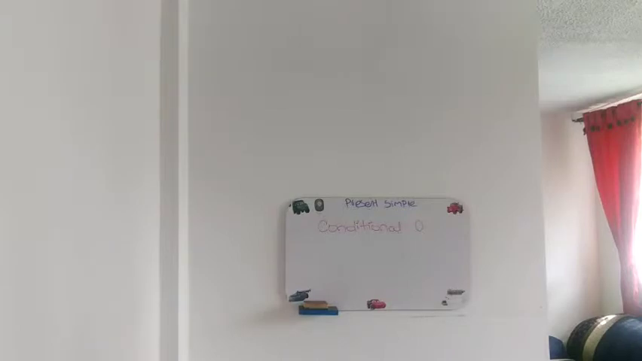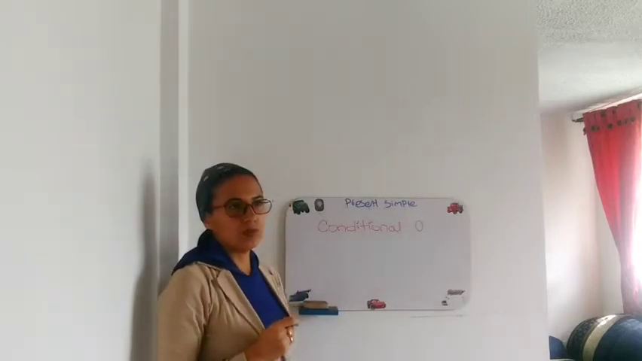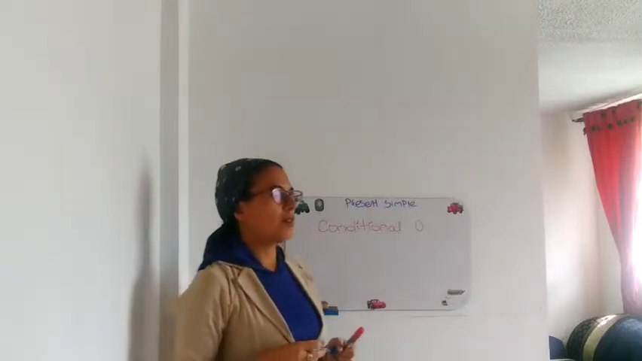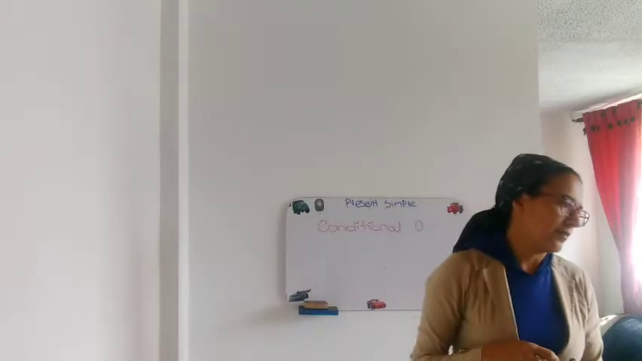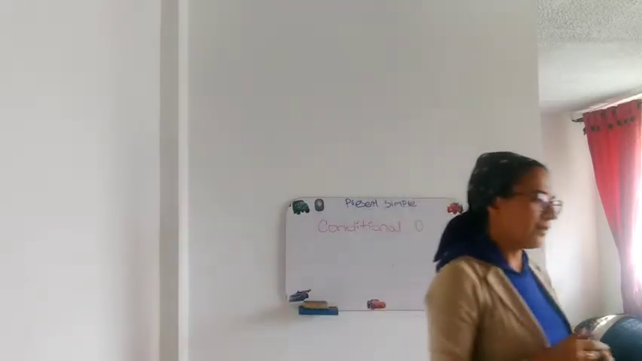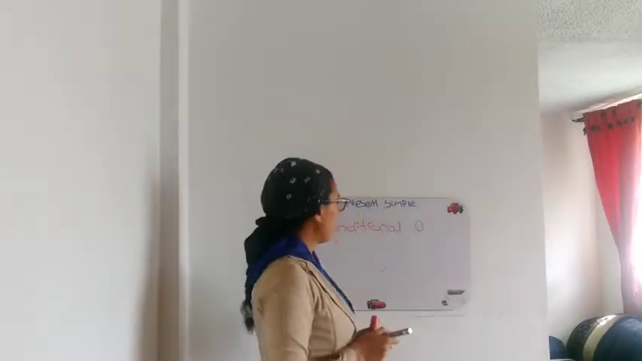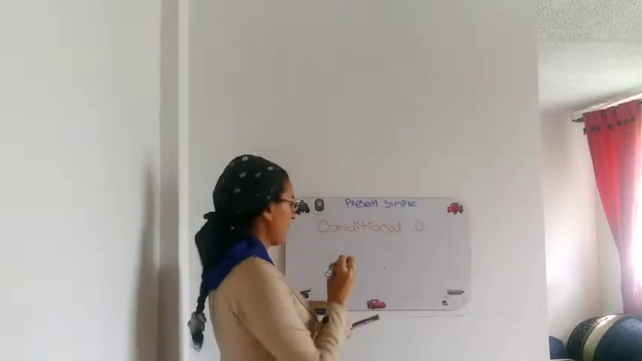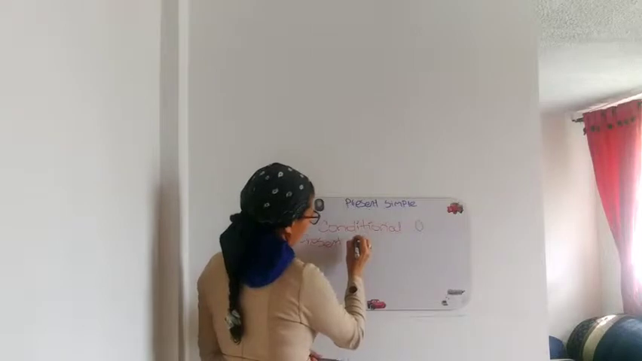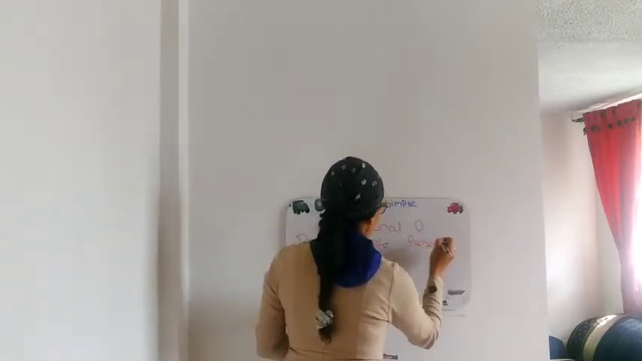Conditional zero is the conditional you use when you talk about real moments or situations, real facts, or probabilities or scientific facts. The conditional is the following form. First part is present simple, and second part is the same, present simple.